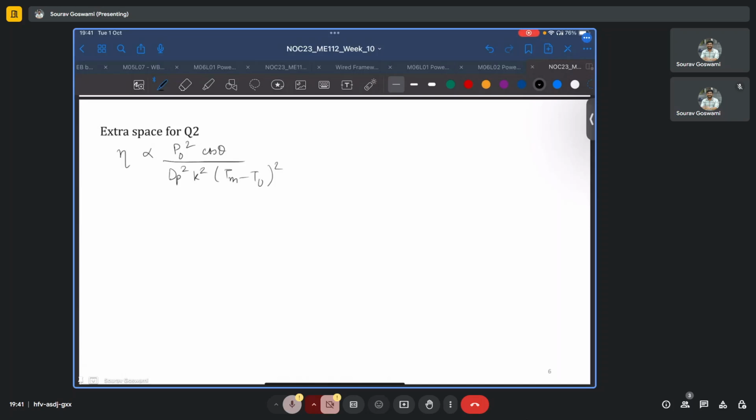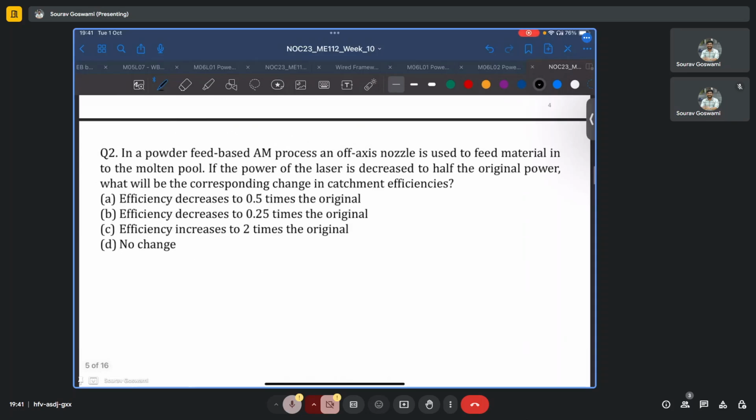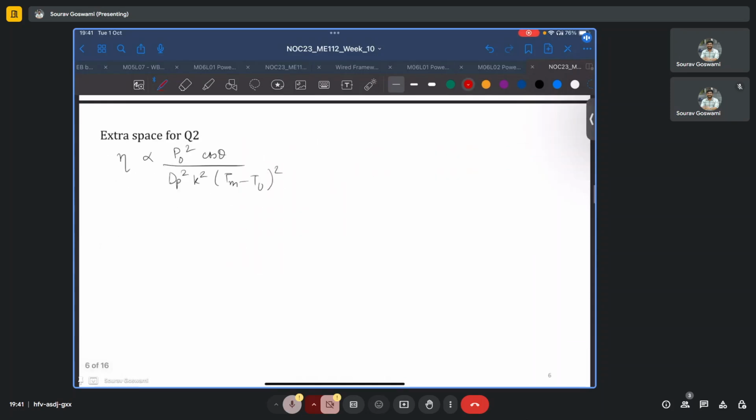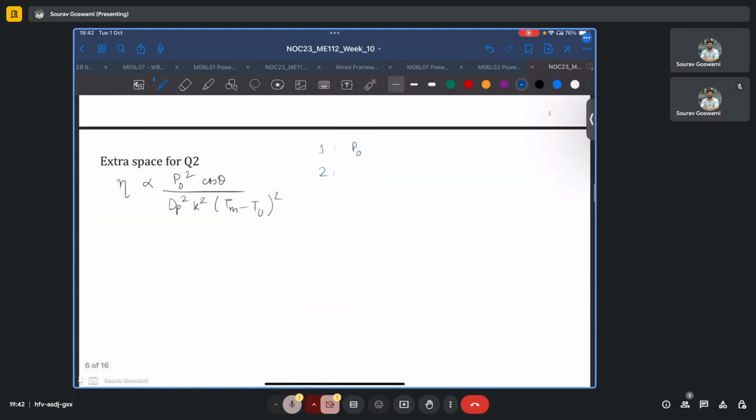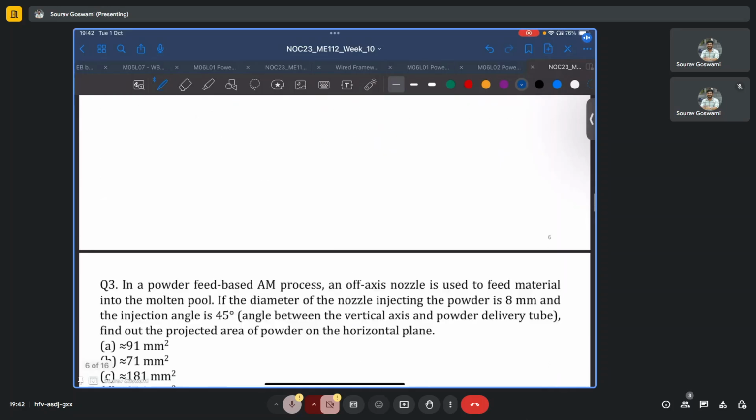And in this case, we are told that the power of the laser is decreased to half the original power. So we have two scenarios. For scenario 1, the power was P naught. In the second scenario, the power was decreased to half the original power. So we had to find the corresponding change in the catchment efficiency.